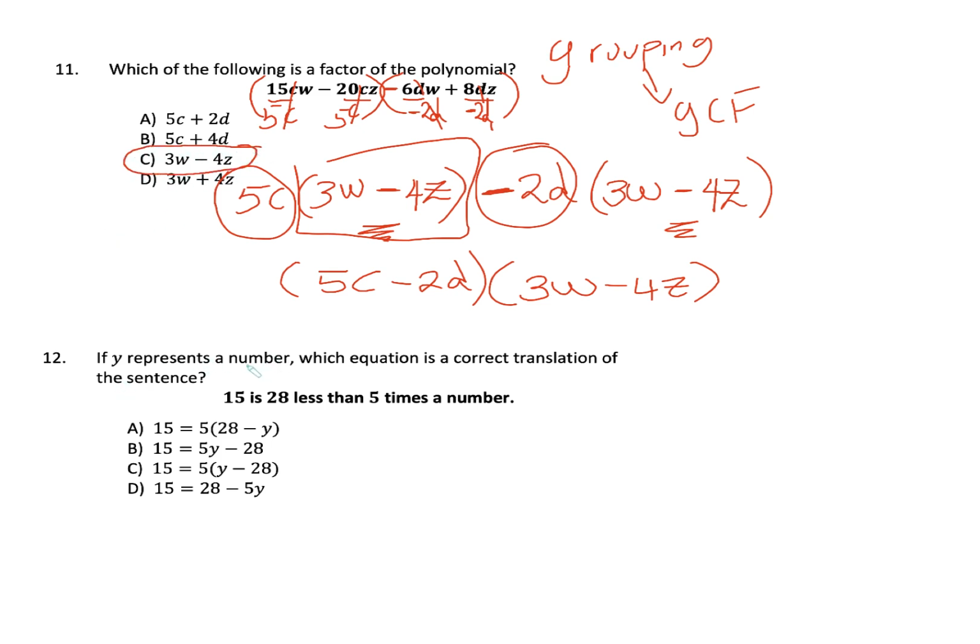Y represent a number, which equation is a correct translation of the sentence. So it says 15 is. Now when you see that word is, it means equals. And then it says 28 less than 5 times a number. Now because I see that than, this is first. So the 5 times the number is first. So that will be 5x. And less than means to subtract. And I'm subtracting 28. So who looks like this? Well, they said y. Forgive me. I'm so ingrained with x. But you all know what I'm talking about. So your answer is B.